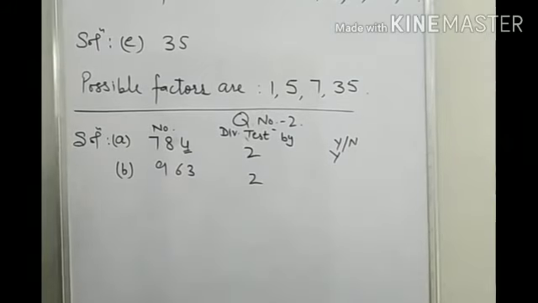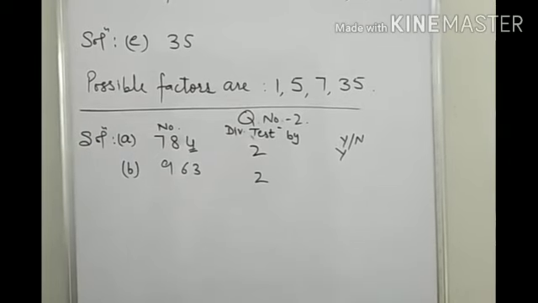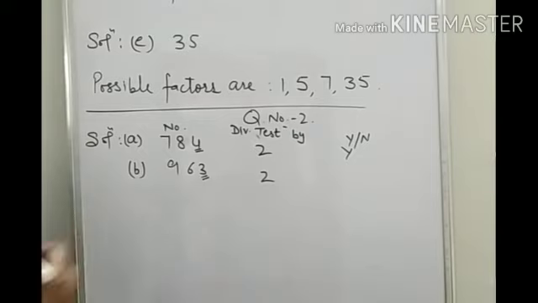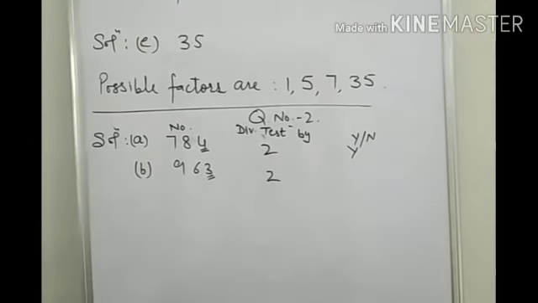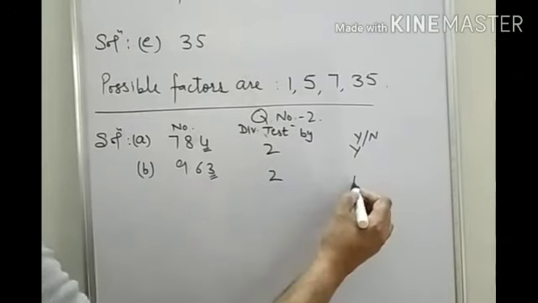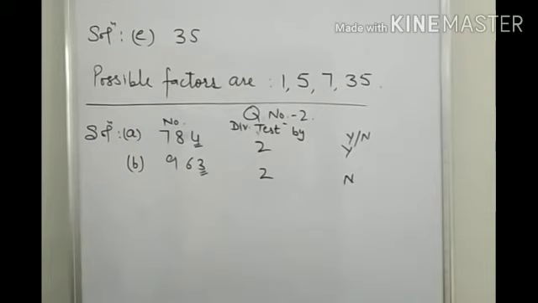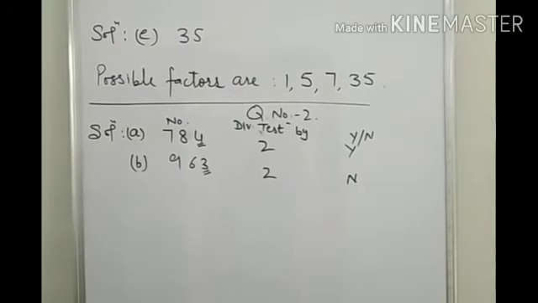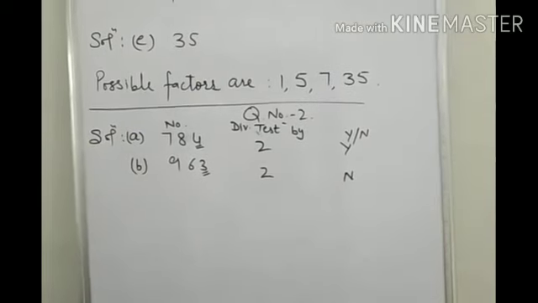Now check this number, whether it is divisible by 2 or not. Again see the ones digit of this number. Here the ones digit is 3, which is not an even number. So it will not be divisible by 2. So here you will write n. In the same way you have to complete this in your book. These are fill in the blank type exercises, and you have to complete them in your book.